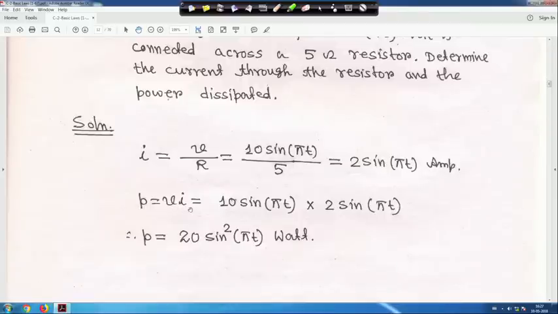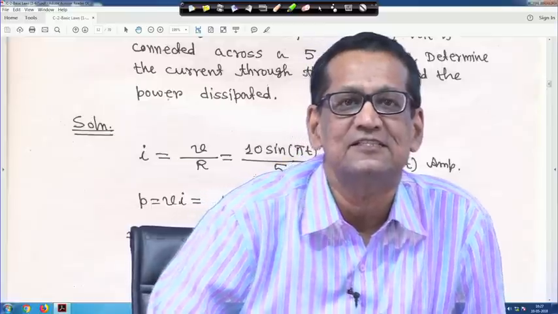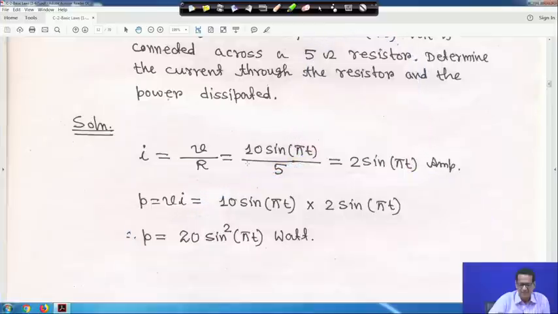And power is equal to V into I. So it will be voltage 10 sin pi t into 2 sin pi t. So ultimately P is equal to 20 sin square pi t. It is a time function, but in the case of single phase or three phase AC circuits, when we go for AC circuit analysis, at that time we will see this one, right.